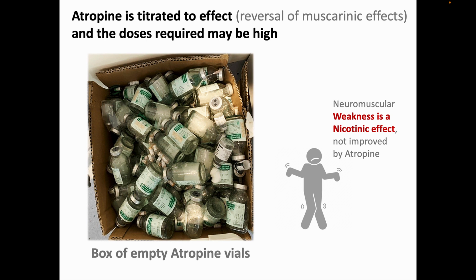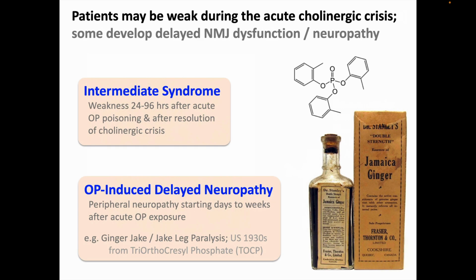But atropine or other antimuscarinic drugs will not reverse the muscle weakness, since that results from abnormal nicotinic neuromuscular junction signaling. The associated weakness is only going to respond to pralidoxime, although pralidoxime will also help to reduce muscarinic effects. Due to dysfunction of the neuromuscular junction, we can expect seriously poisoned patients during the hyperacute cholinergic crisis to be weak.